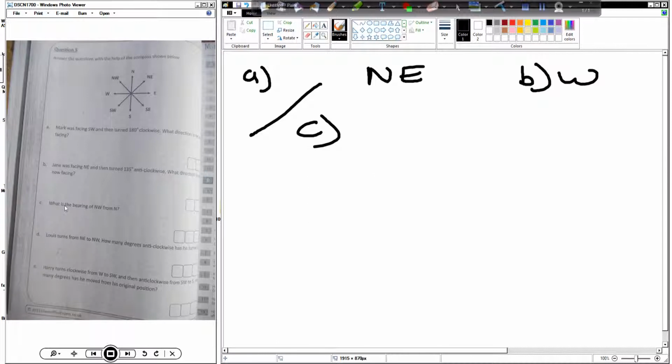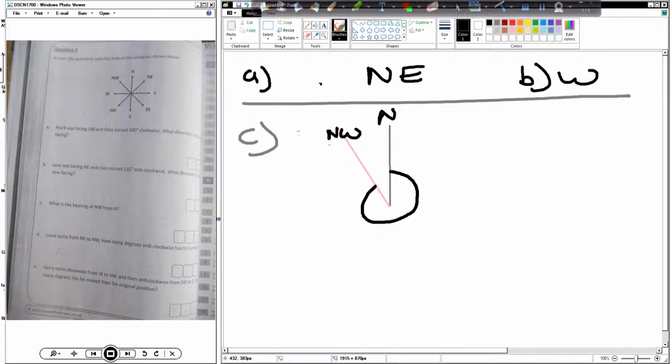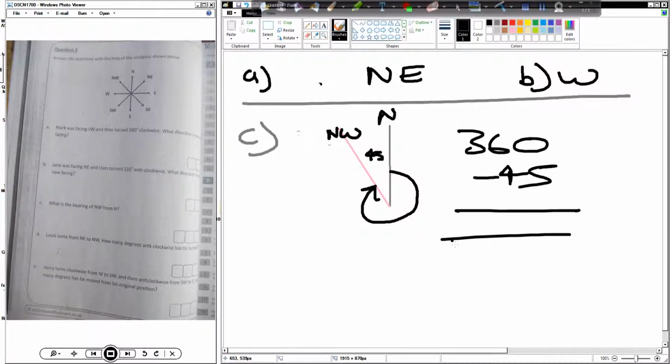Okay, C. What is the bearing of northwest from north? They want to know the bearing of northwest from north. So we start from north, we go all the way around clockwise. The bearing is always measured from a north direction in a clockwise direction. So it's going to be 360 less 45 degrees, which is here. Remember, each one is 45 degrees. So it will be 360 degrees less the 45 degrees, which will give us a total of 315 degrees. That is the answer for part C. Lovely.